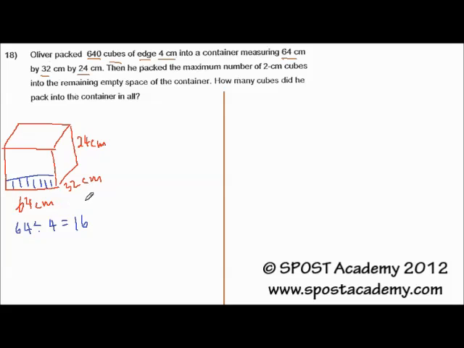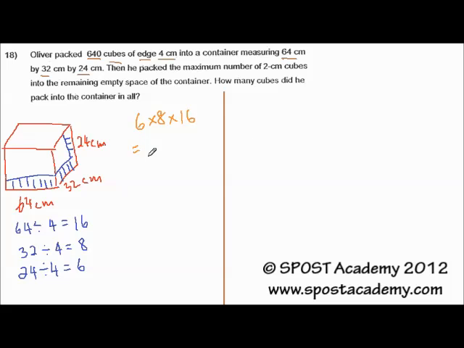While over here would be 32 divided by 4, and we can fit a maximum of 8 cubes here. Again, I can't draw everything. And to fit it into here, I can fit a total of 24 divided by 4, which gives me 6. So in terms of the height, I can fit a total of 6 with no space in between. So in total, the container can fit a total of 6 times 8 times 16 cubes.